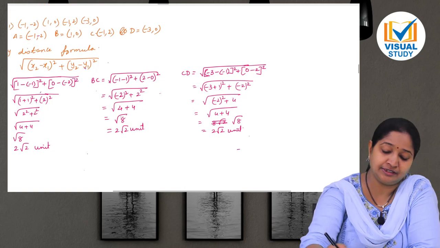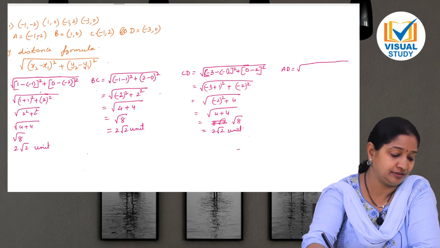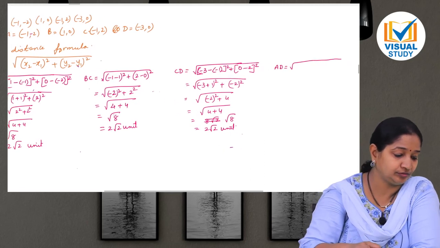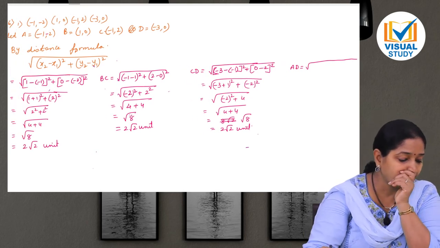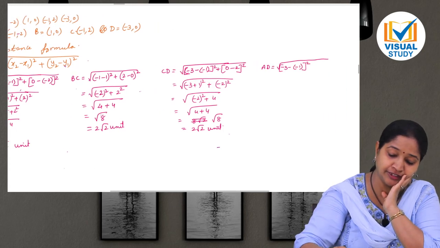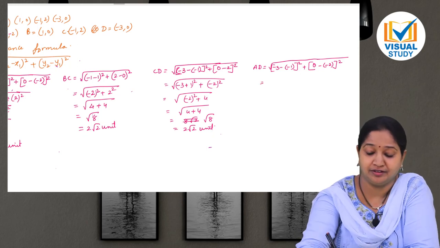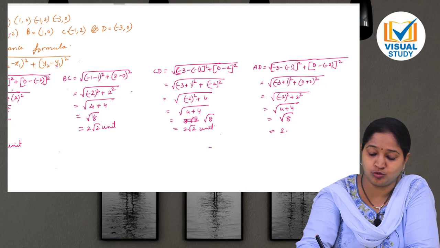What is your next one? Next one is AD. We finished AB, BC, CD. Then what is remaining? That is AD. Minus 3, minus of minus 1, you get square, plus 0, minus of minus 2, that is whole square. Minus 3, plus 1, whole square, plus 0, plus 2, whole square. And what you get is minus 2 whole square plus 2 whole square. That is 4 plus 4, you get root 8 and that is 2 root 2 units.